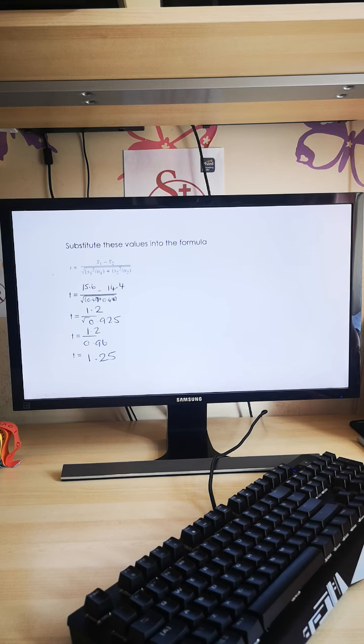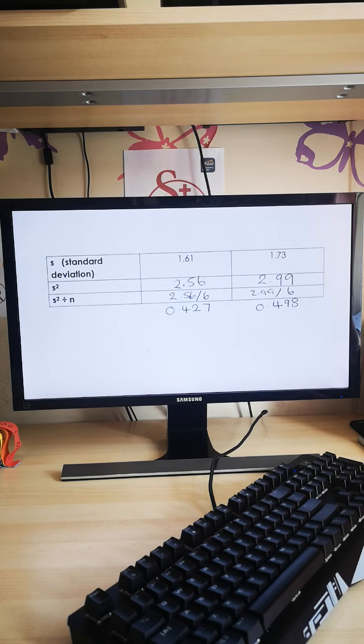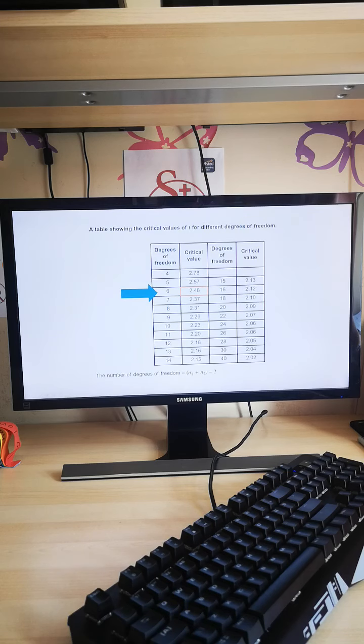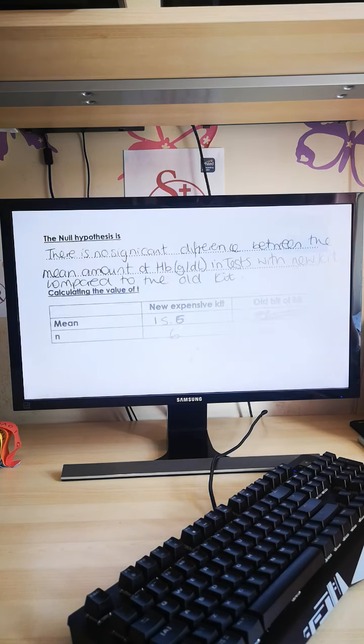So that means I had 1.2 on top divided by the square root of 0.925. So I did the square root of 0.925, so I had 0.96. And that meant my calculated value came out at 1.25. Then comparing to my table, now I was dropping down in terms of my critical value, because I had 6 values. Sorry, 6 and 6. So that gave me 12. Take away 2, so I'm moving to 2.18 as a critical value to compare with.